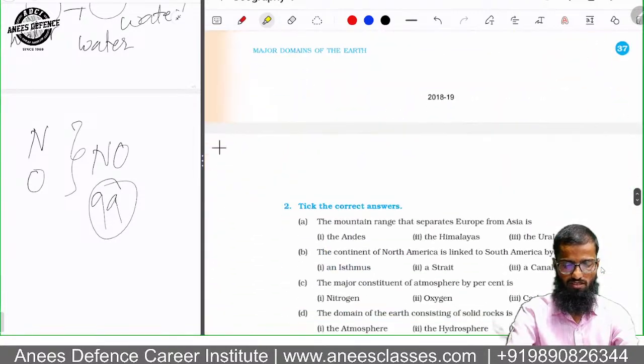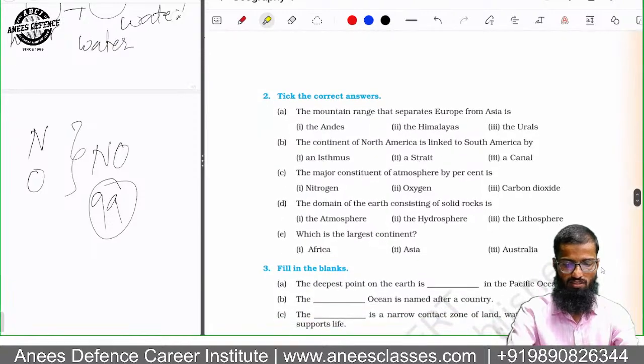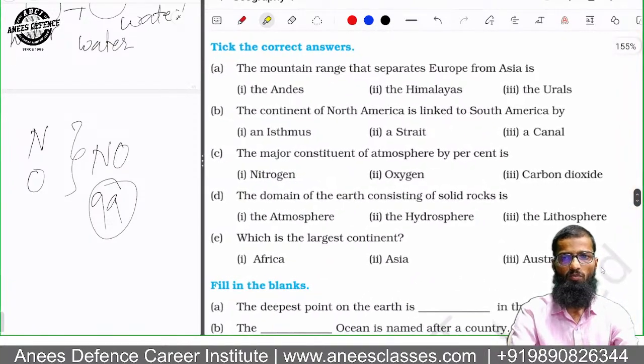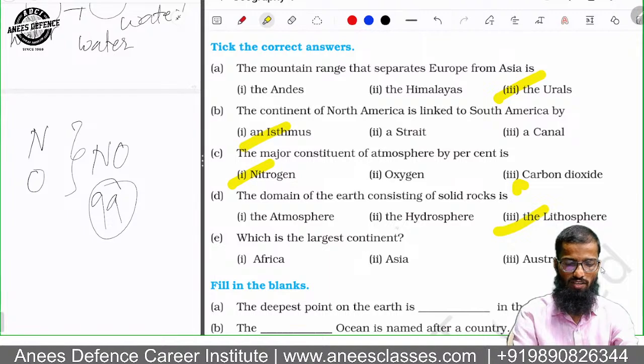So we'll discuss the MCQs. The mountain range that separates Europe from Asia is called the Urals. The continent of North America is linked to South America by an isthmus. Yes, the major constituent of atmosphere by percentage is nitrogen, which is 78%. The domain of the earth that consists of solid rocks is called the lithosphere. Largest continent तो एशिया है.